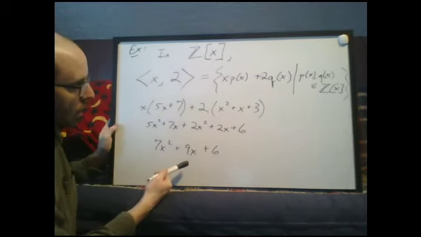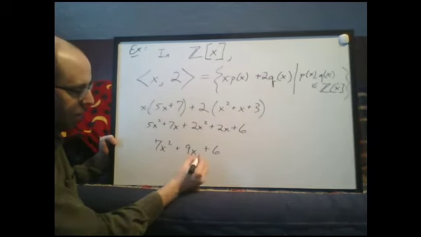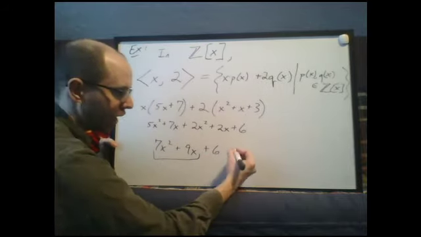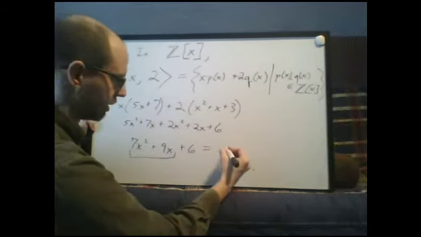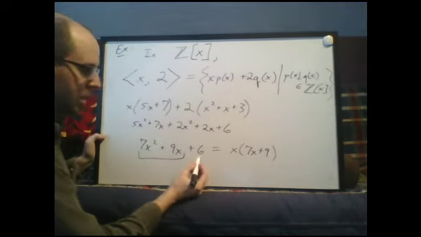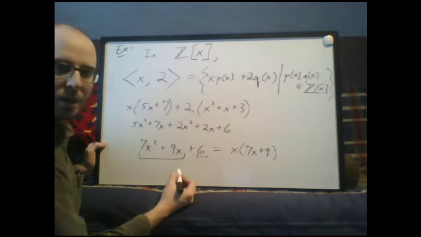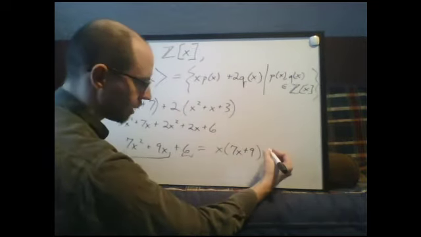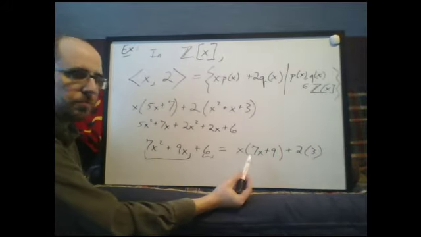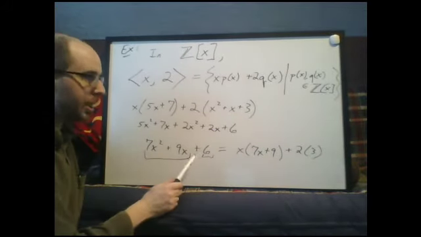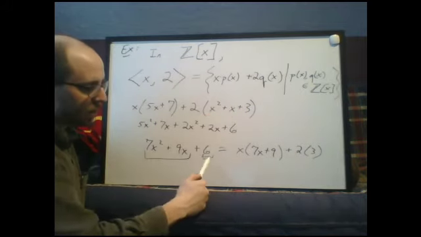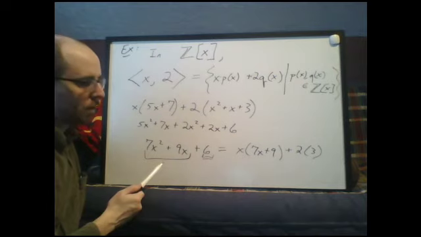So let's see why. These first two terms, 7x squared plus 9x, I can factor an x from that. So this would be x times 7x plus 9. The 6, I can factor a 2 from that and get 2 times 3. And so my point with this example is, if I want to understand what this ideal looks like, it's really just about the constant term.